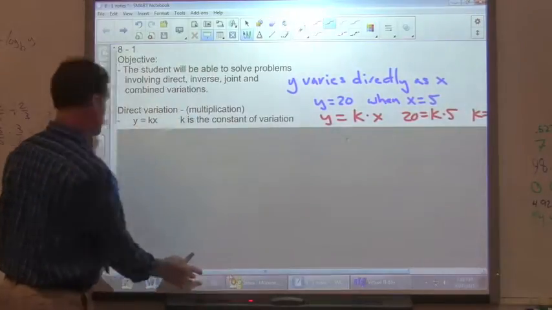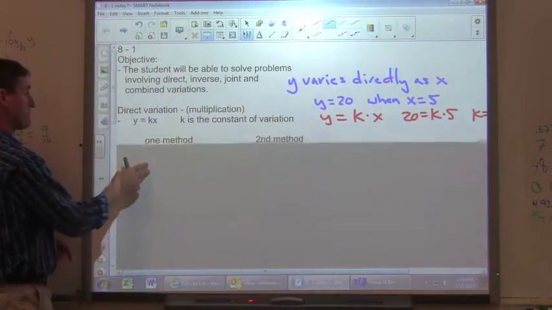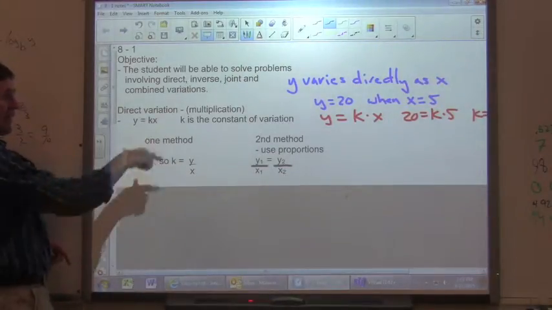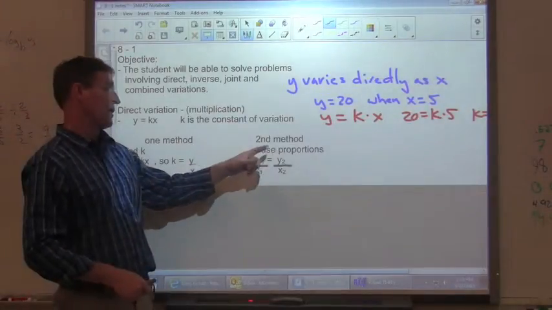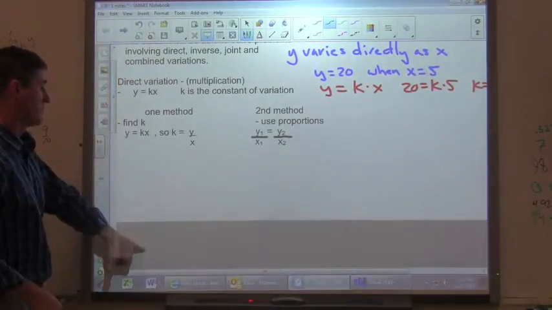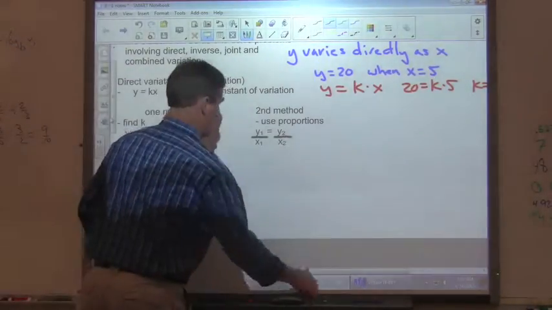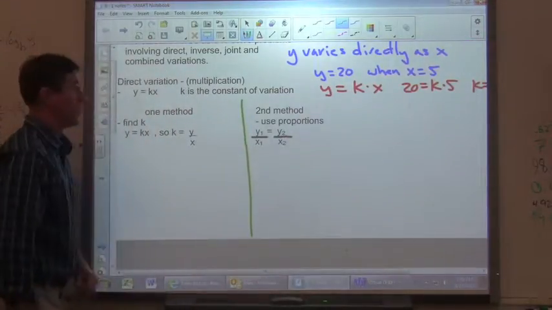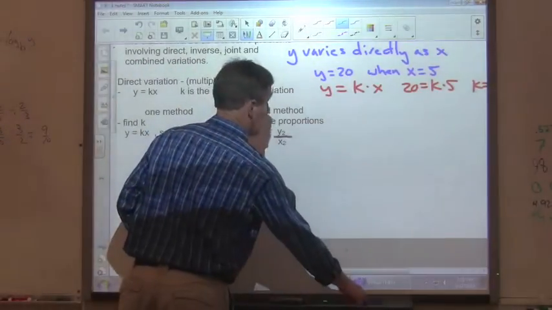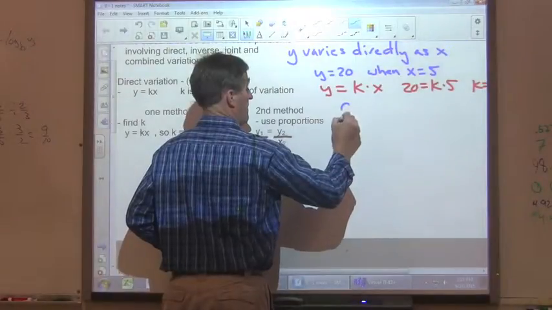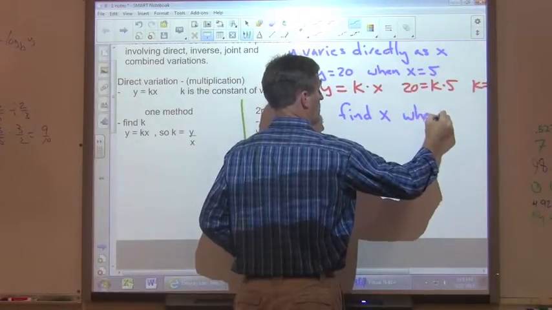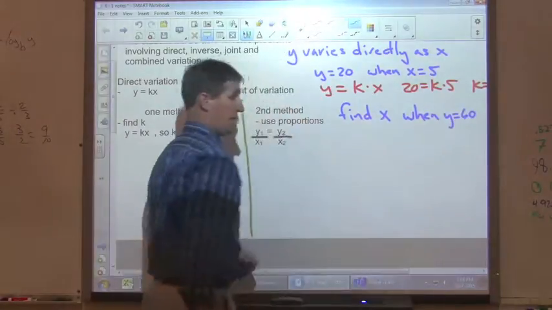Now when solving these, there's more than one way you can do it. One method is find k, like we did on this. We found out that k was 4. The second way is we can use proportions. So I'll go through a problem and show you both ways you can do it. So let's keep this same information that we have here, but we're going to add to this: find x when y equals 60. Okay?